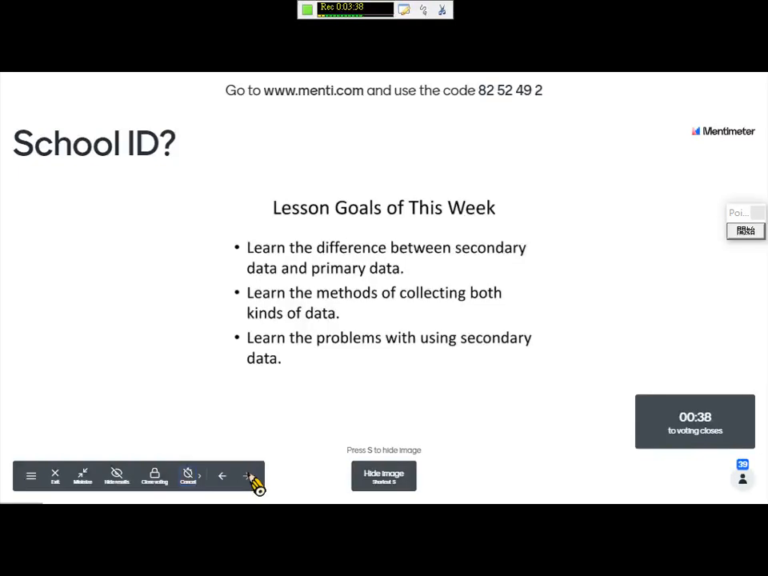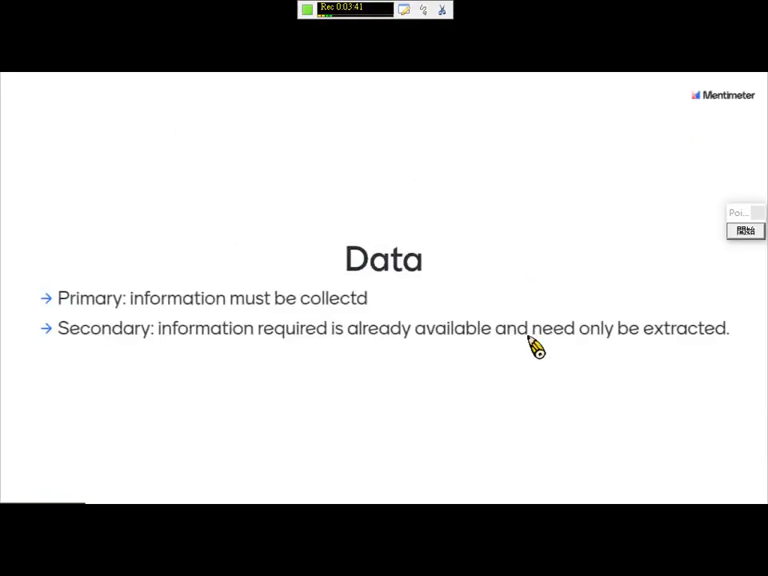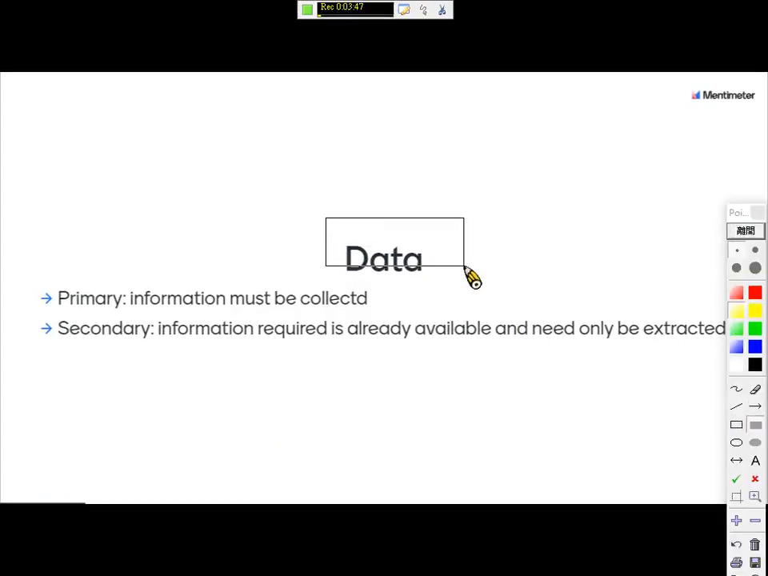Okay, so this is what we are going to do for today, and let's take a look at data. There are two kinds of data that we can collect. One is called primary data. Primary data is something that we need to collect by ourselves. So information that must be collected is coded as primary data. But how about the secondary data? Primary data is coded 主要资料、原始资料. Secondary data is coded 次级资料, the secondary 资料.